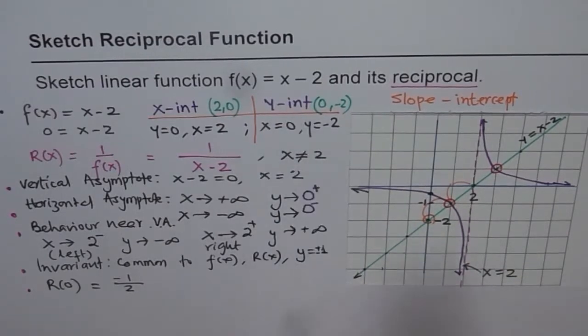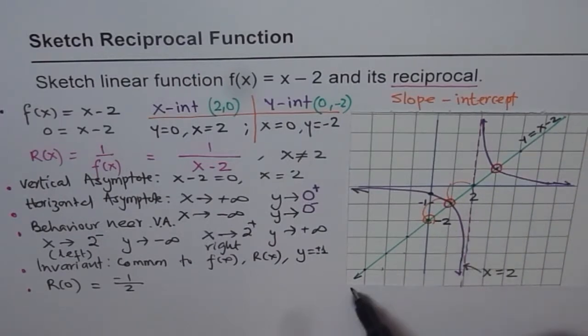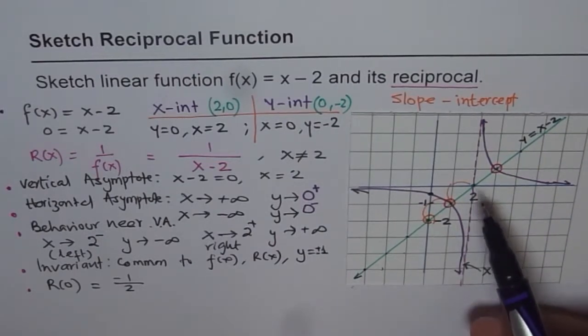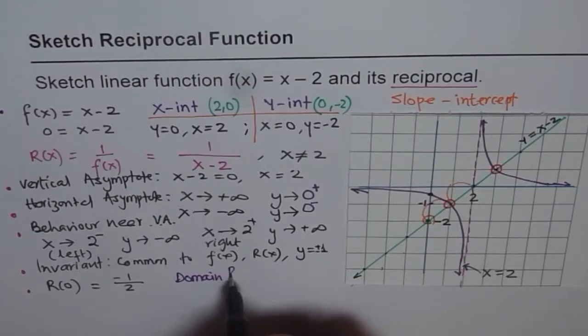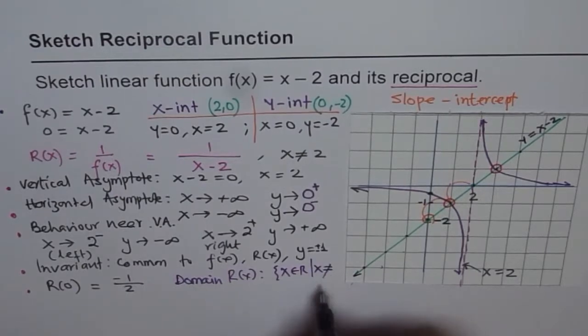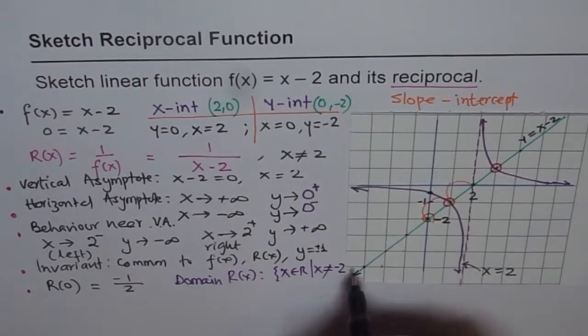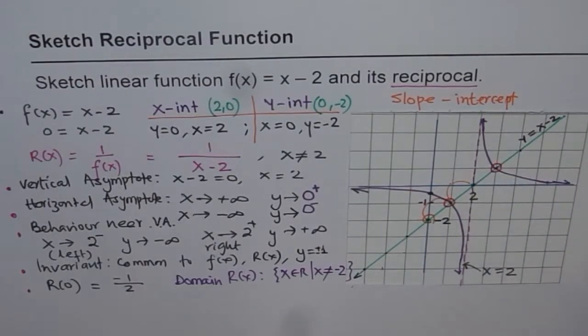So first we drew a line. You could draw a line using x and y intercepts or using slope and intercept. Once you draw a line, then see where the line crosses the x-axis. At that point, the value of y is 0. So the reciprocal will be 1 over 0. 1 over 0 is not defined, so this part is not in the domain of the reciprocal function, right? So remember, the domain of the reciprocal function is x belongs to real numbers, but x is not equal to that particular point, which is minus 2. So at this point, we have a vertical asymptote. So first thing, sketch the vertical asymptote.